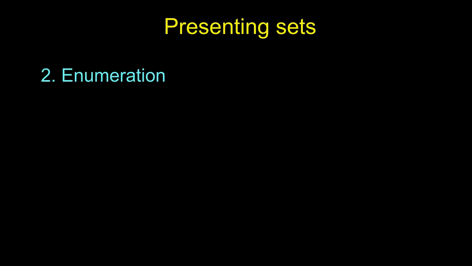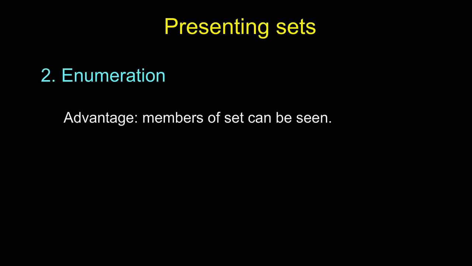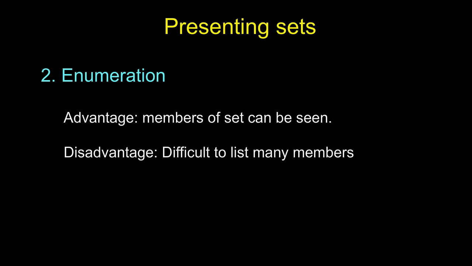2. Enumeration. This is done by listing the members of the set. Curly brackets are used for this and the members are separated by commas. Example, open curly bracket, 1, 2, 3, close bracket. An advantage of this notation is that the members are listed and so we can see them. A disadvantage of this notation is when the set has many or, even worse, infinitely many members.